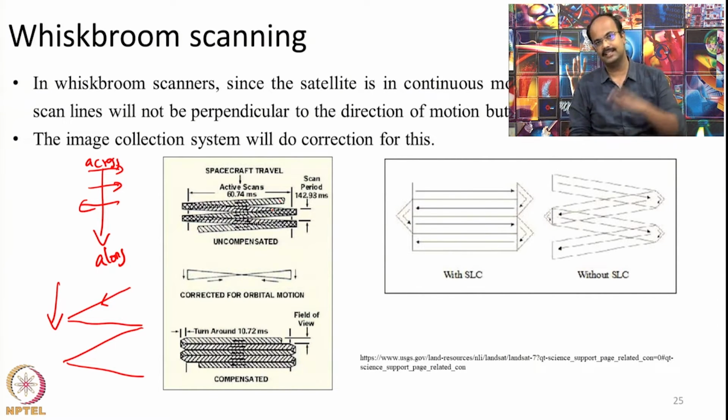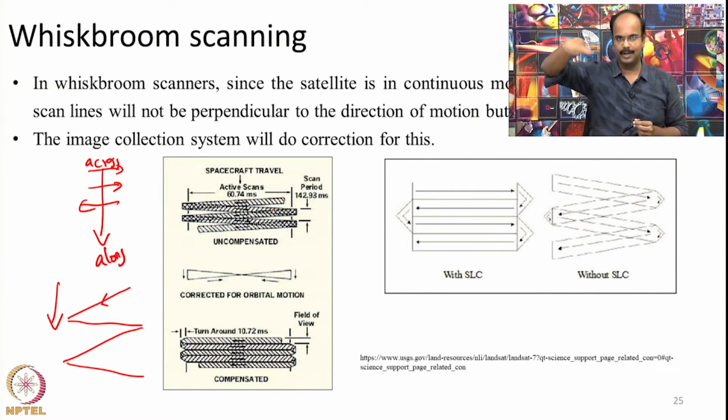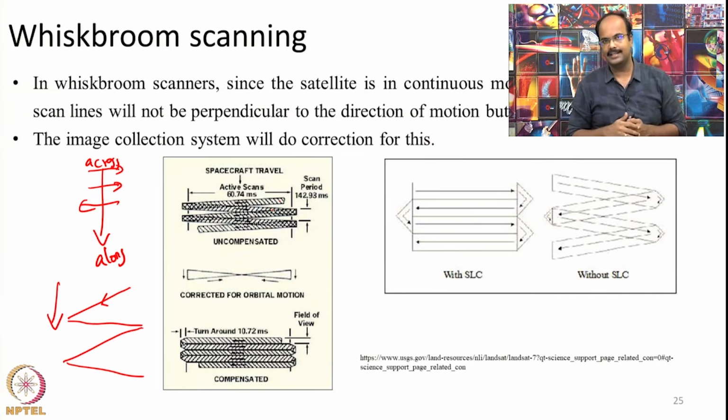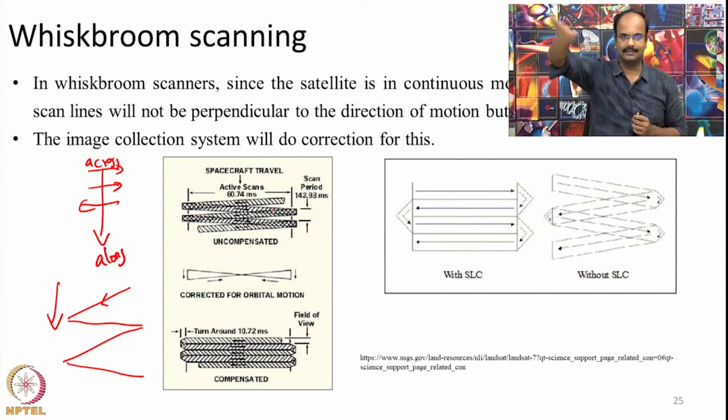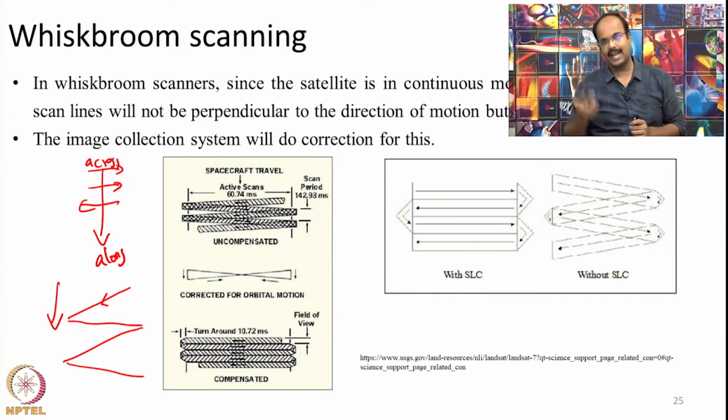Most of the whisk-broom scanners will have a scan line corrector, especially satellites like Landsat 7, which can scan in both the directions. I told you some satellites can scan only in one direction. Some satellites have the capacity to scan in both, like it will scan like this, it will scan like this, in both the directions it can collect data from the ground. When that is the case, the scan line correction becomes even more important.